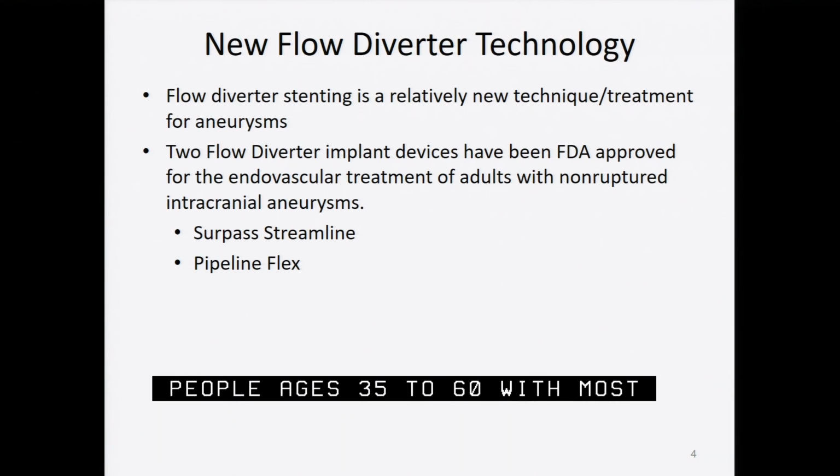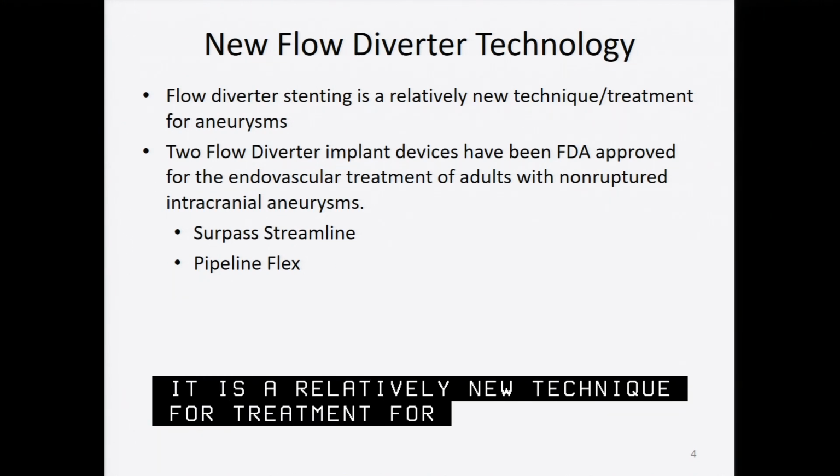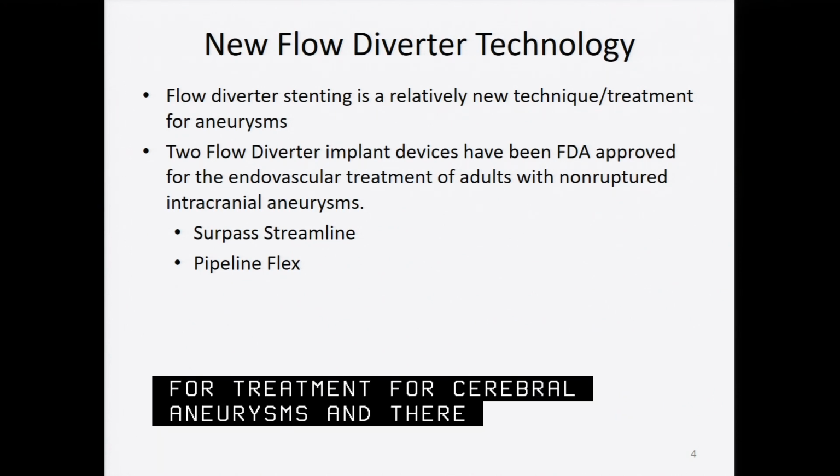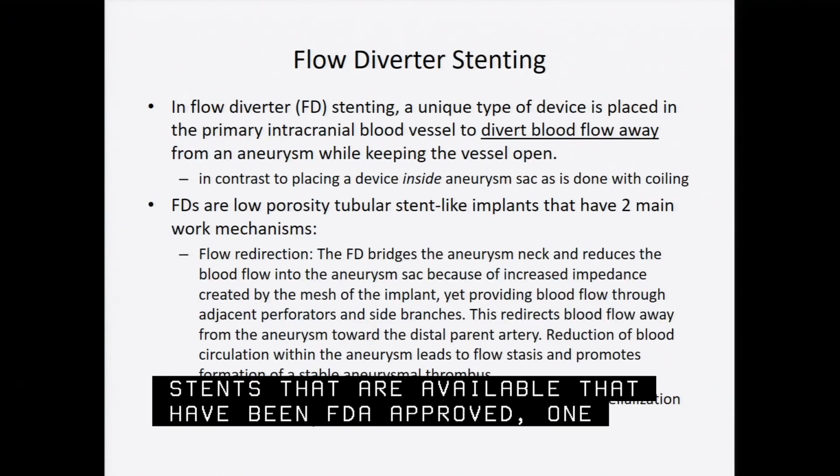Flow diverting stenting is a relatively new technique or treatment for cerebral aneurysms, and there are currently 2 flow diverting stents that have been FDA approved, one of which is called the Surpass Streamline device, and the other one is called the Pipeline Flex.